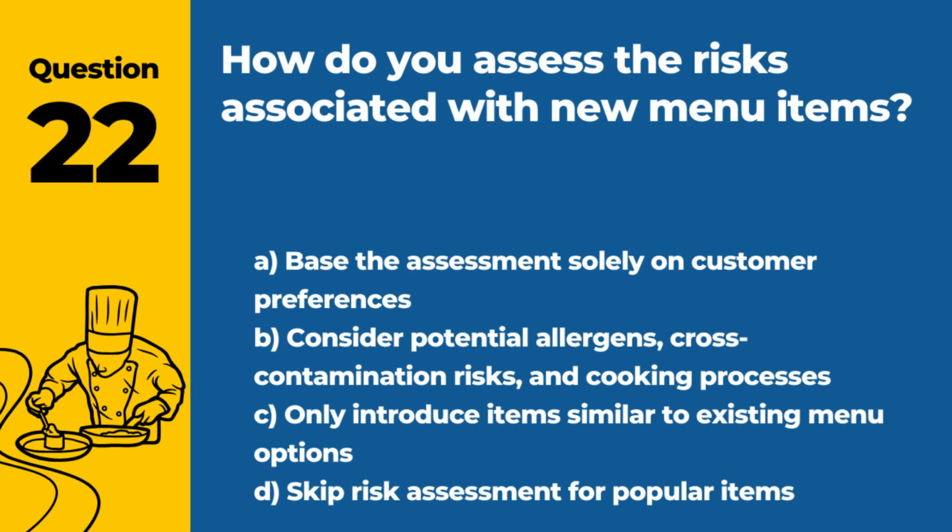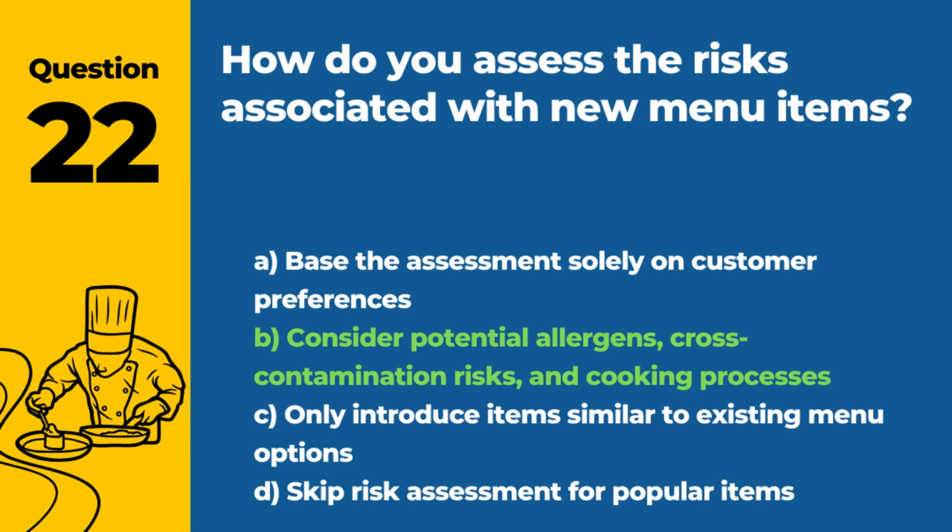Question 22. How do you assess the risks associated with new menu items? A. Base the assessment solely on customer preferences. B. Consider potential allergens, cross-contamination risks, and cooking processes. C. Only introduce items similar to existing menu options. D. Skip risk assessment for popular items.